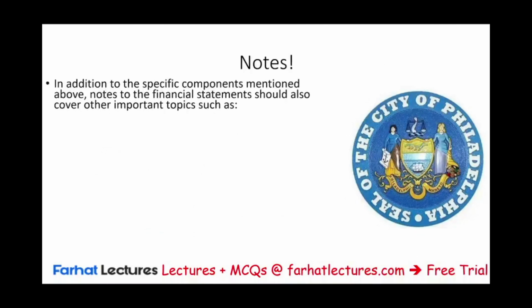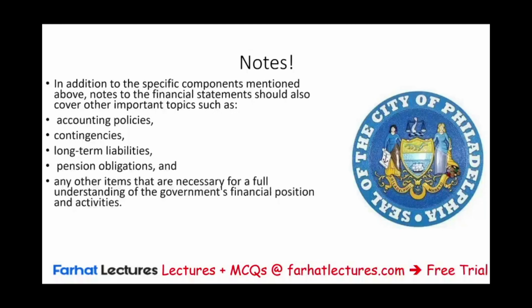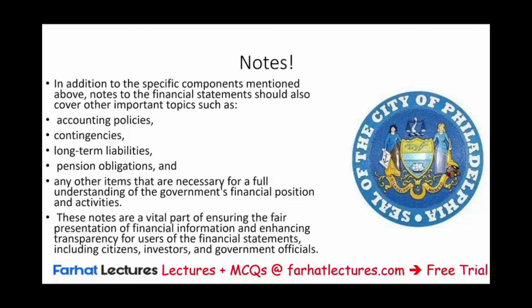Additional notes would include all sorts of notes. They will include a summary of accounting policies, of course, any contingencies, long-term liabilities, pension obligations, and any other items that are necessary for the full understanding of the government's financial position and activities. And you're going to see, for the City of Philadelphia, a list of items. These notes, overall, are a vital part of making sure the information is presented fairly to the users. They enhance transparency, which is the major reason for governmental financial information.